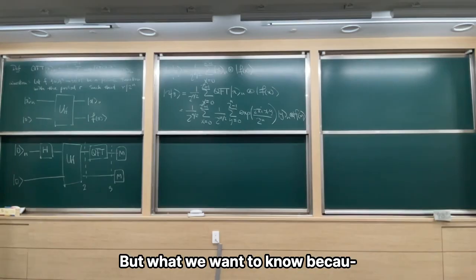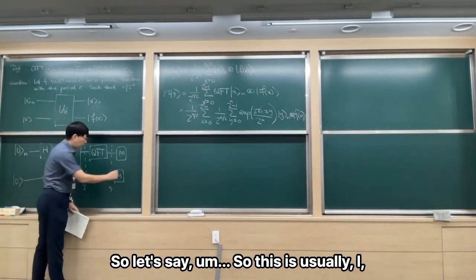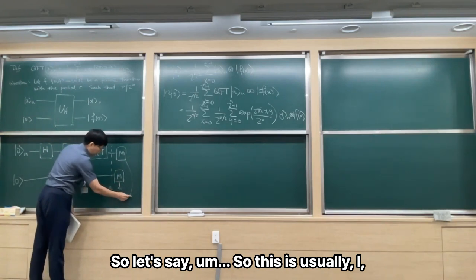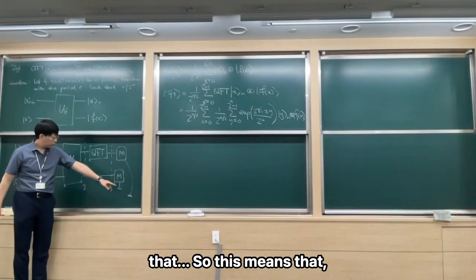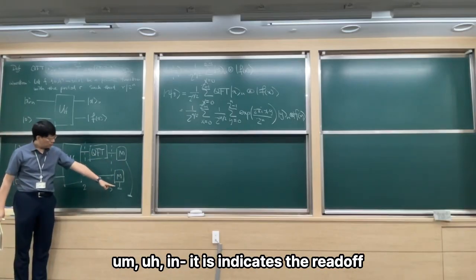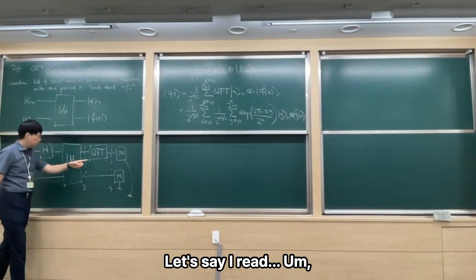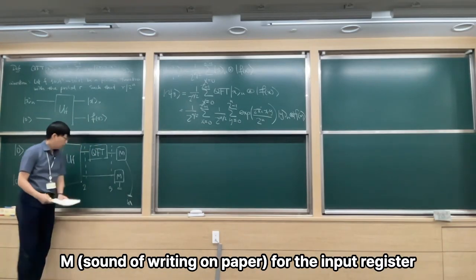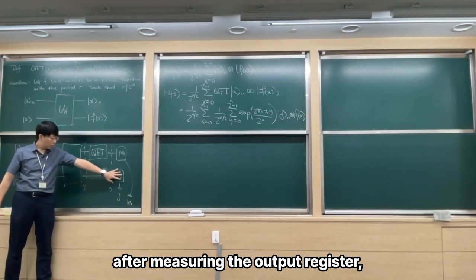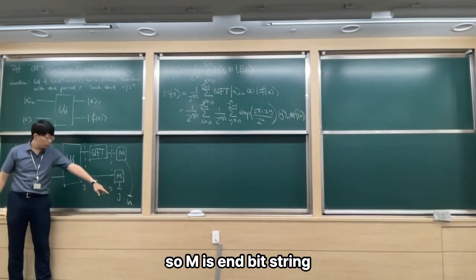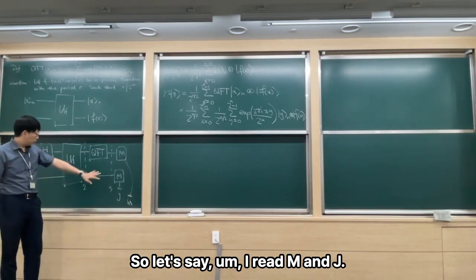But what we want to know is what happens after we take the measurement. I think I already mentioned several times that this indicates the readout after the measurements. Let's say I read M for the input register after measurement and J after measuring the output register. M is an n-bit string and J is a 1-bit string, 0 or 1. So let's say I read M and J.